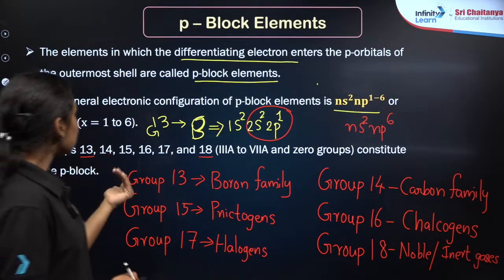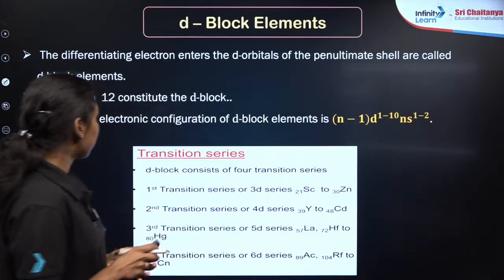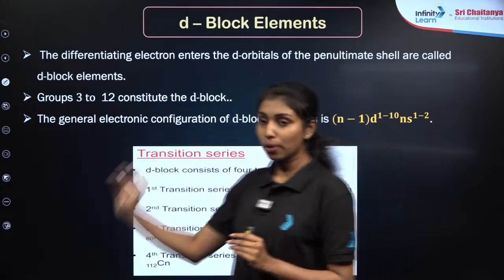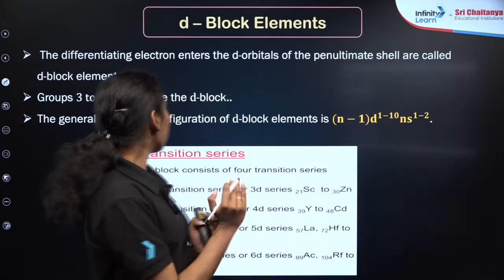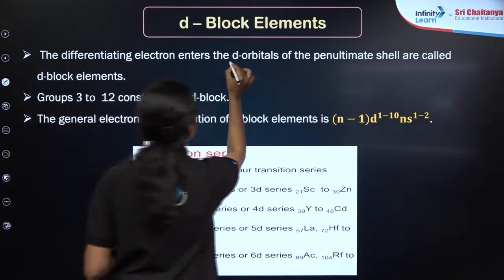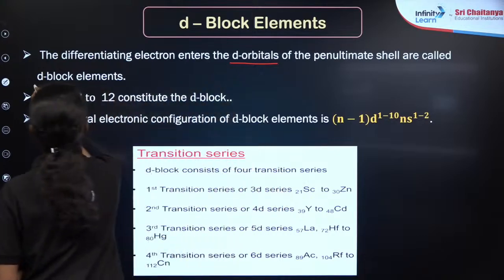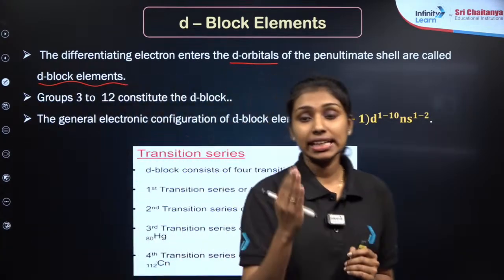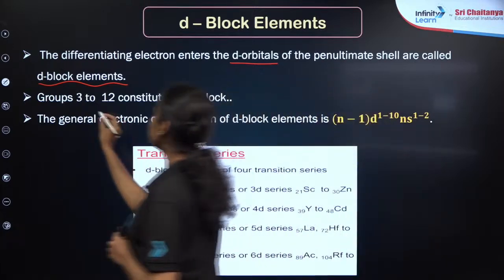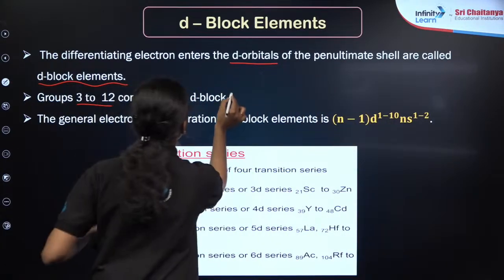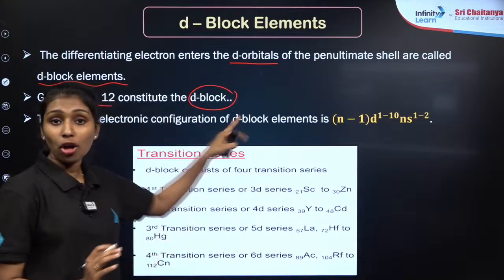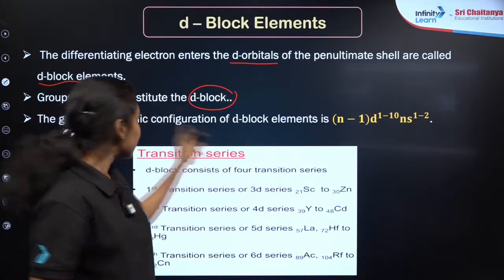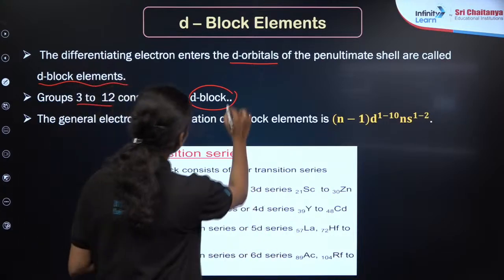Now, let me move to the next block, that is d block elements, right? As we already mentioned, in the case of d block elements, the last electron always enters into the d subshell, right? The d subshell or d orbitals. Therefore, these elements are known as d block elements. In the periodic table, you can see that groups 3 to 12 constitute the d block elements. In between the s block and p block, there is a group of elements from group 3 to 12. These elements are known as d block elements or transition elements, right?